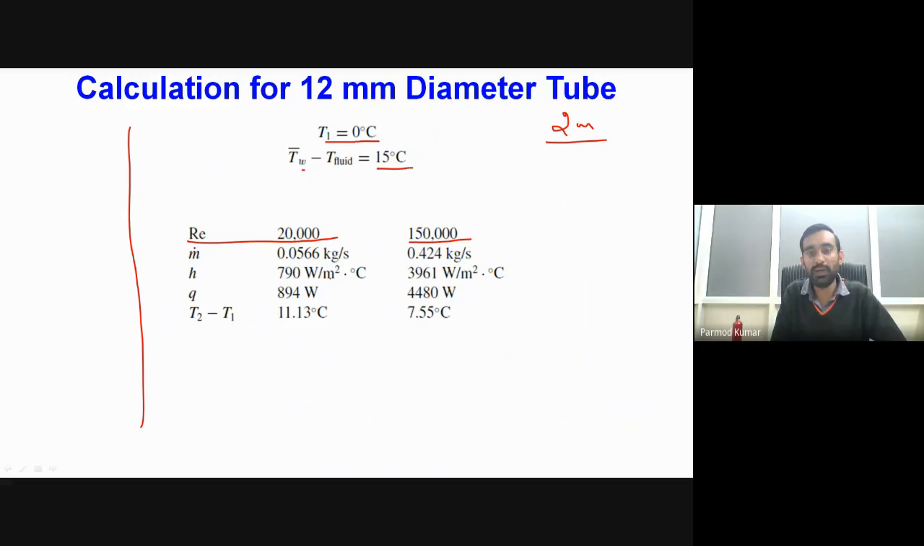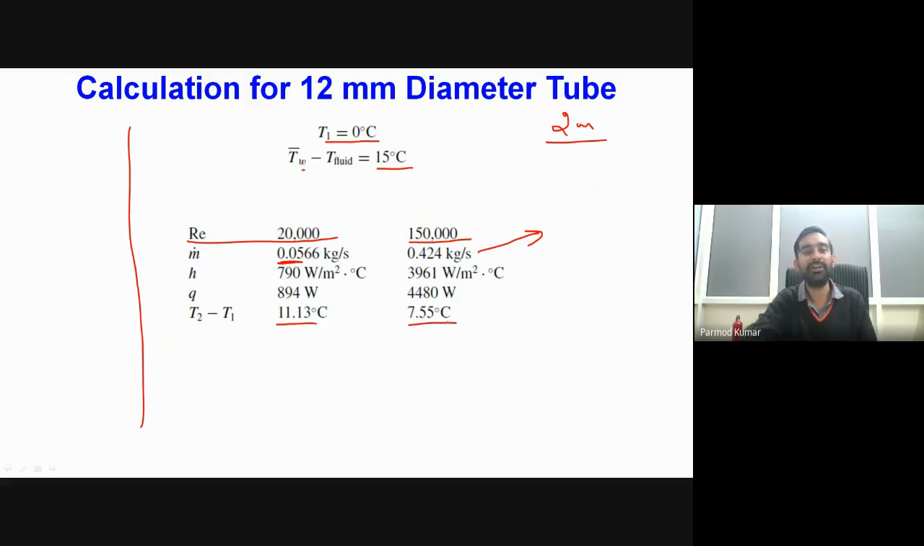Okay, so particularly you have seen that earlier our range of mass flow rate and the change in temperature was varying significantly. Now, if we fix the tube diameter to 12 mm, then the change in mass flow rate range is of one order only. Okay, so here you can see the lower value is 0.0566 and the highest value of mass flow rate is 0.424. It means a single flow meter, something like a vortex type flow meter or turbine type mass flow meter, will serve the purpose. Similarly, for measurement of temperature, the range varies from 11.13 degrees Celsius to 7.55 degrees Celsius. So that also we will be able to measure with the help of a single type of thermocouple.